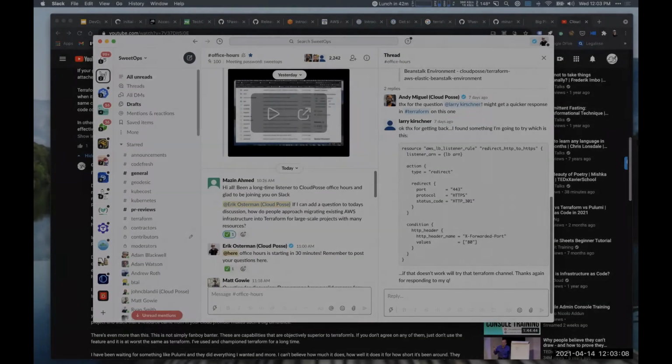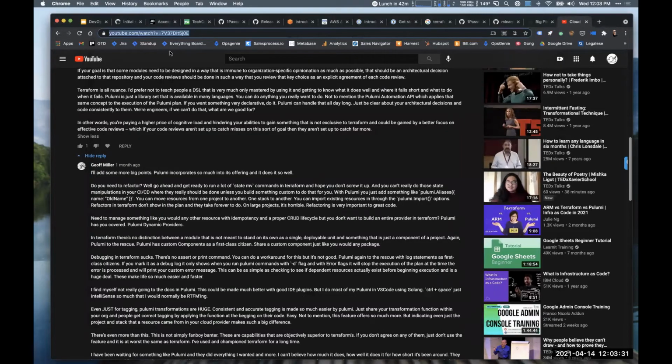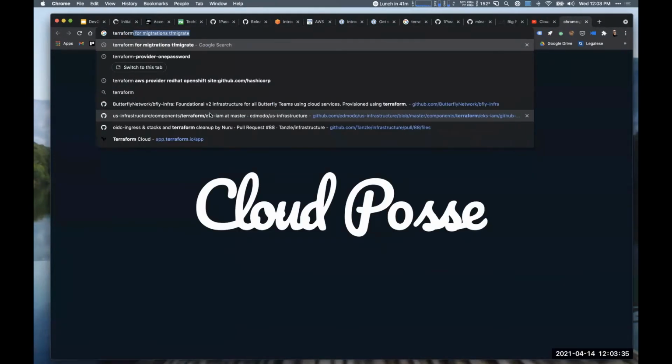How do people approach migrating existing AWS infrastructure into Terraform for large-scale projects with lots of resources? So were you on the call, I think, last week and even the week before? A tool came up a couple times, just to put that out there. And I'm not saying this is the right answer, but for these kind of forklifting into Terraform situations, Google has a project called Terraformer.